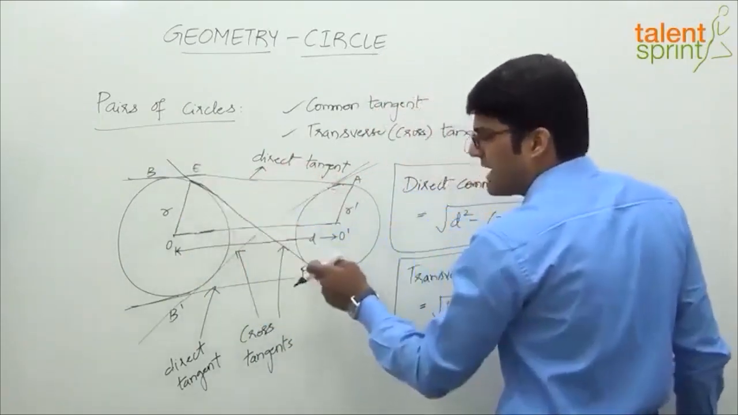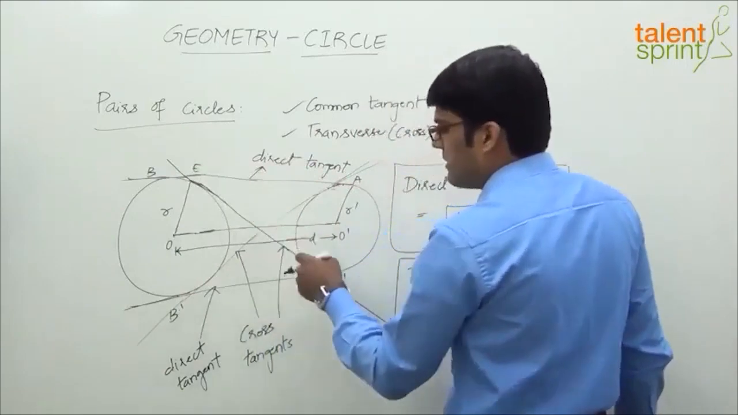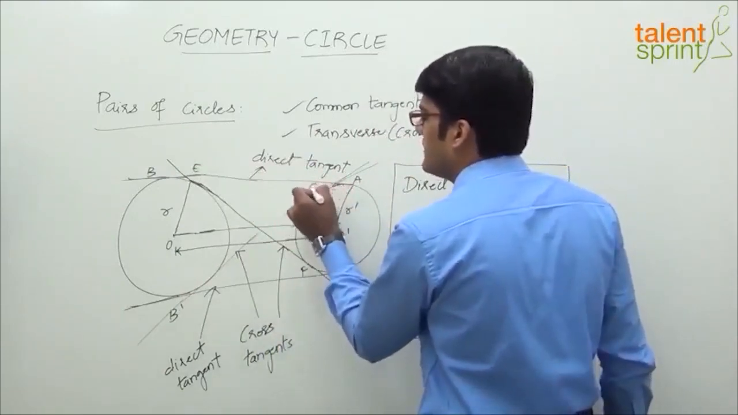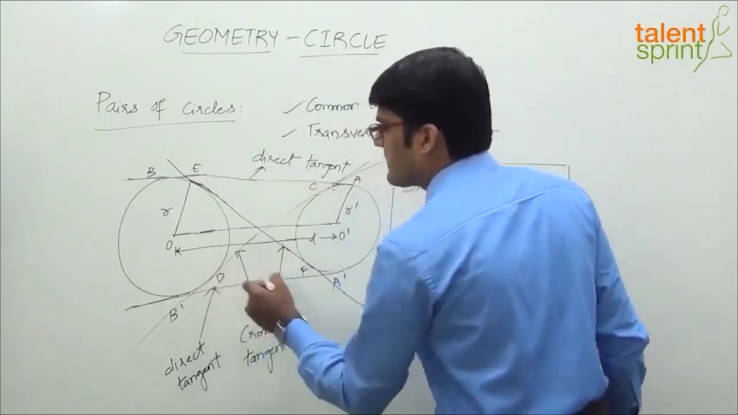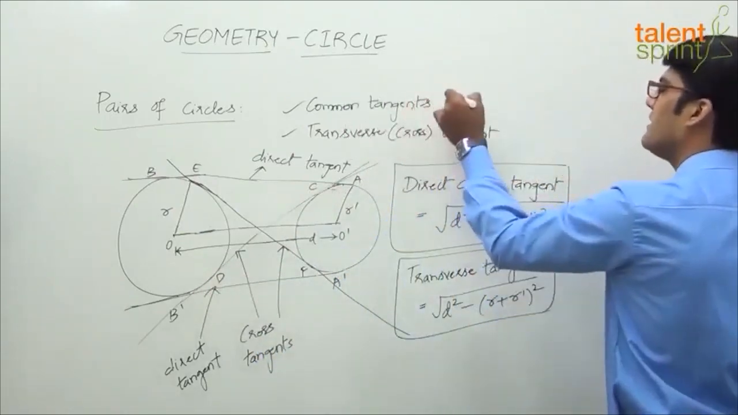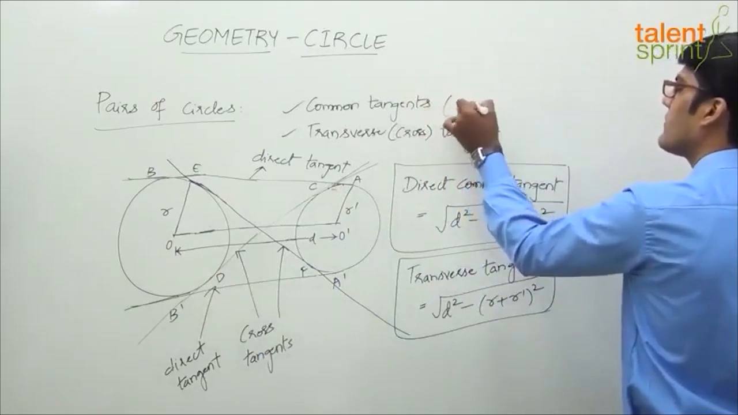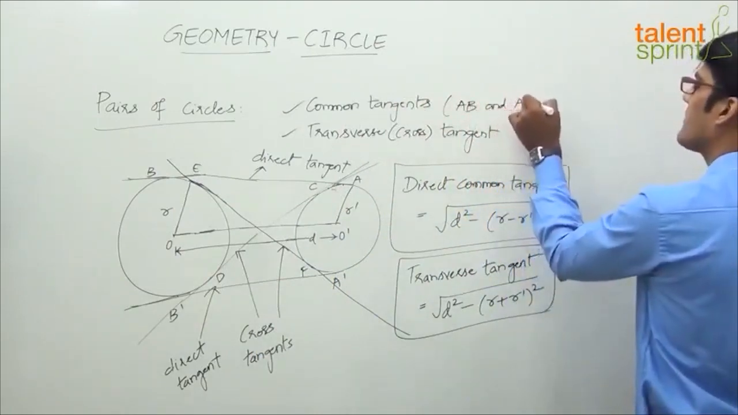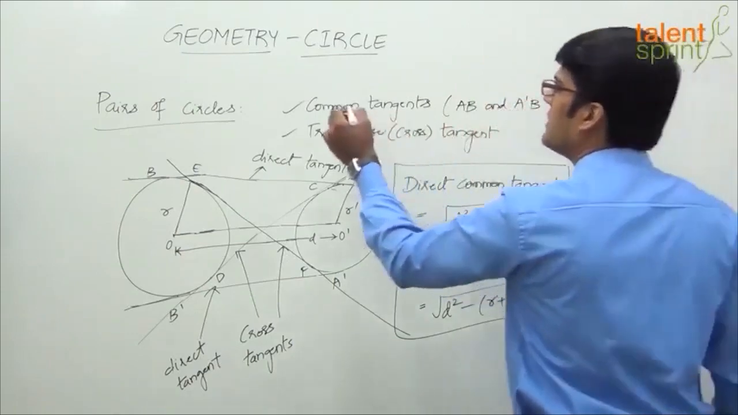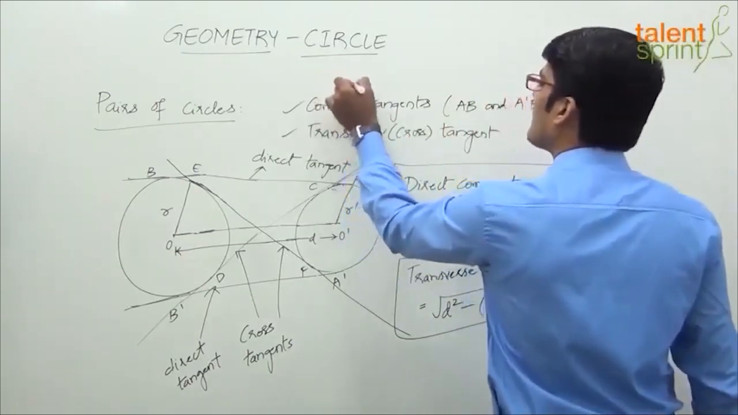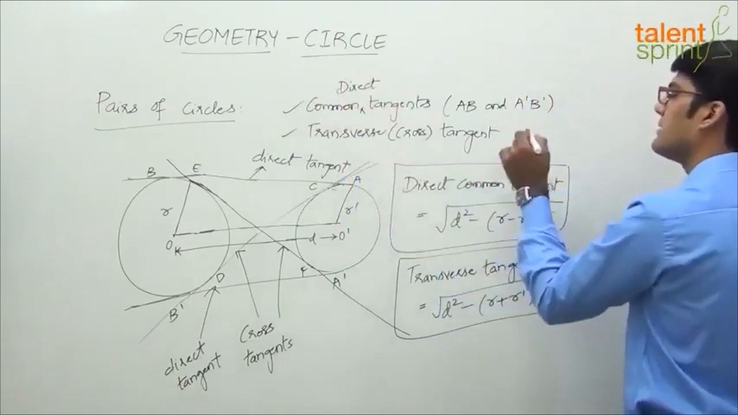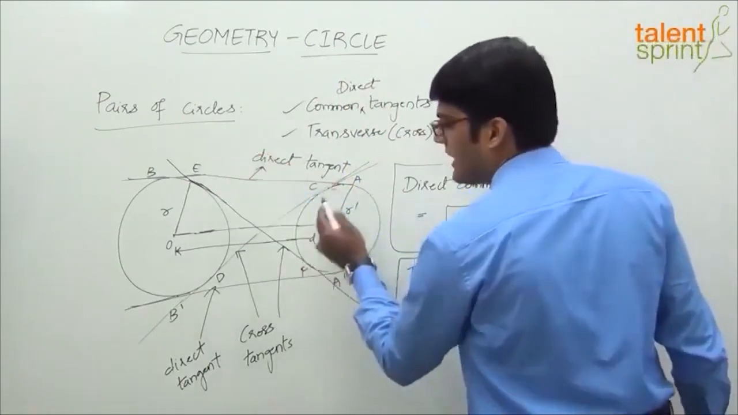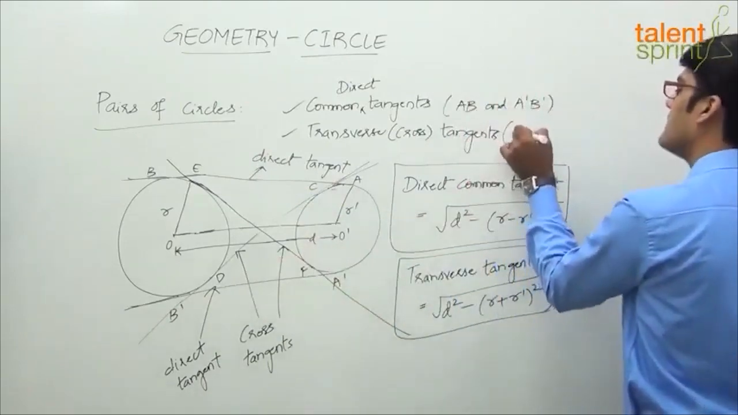So EF is one tangent, and let's say CD is the other tangent here, right? C, and this is D. So the common tangents are AB and A dash B dash, the direct tangents, right? And the cross tangents are, what do we see here? EF and CD.